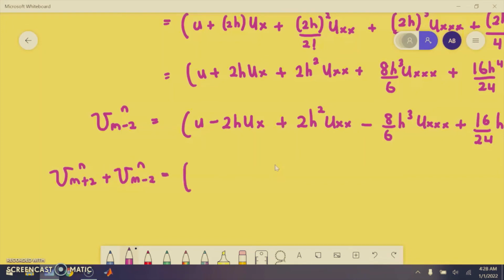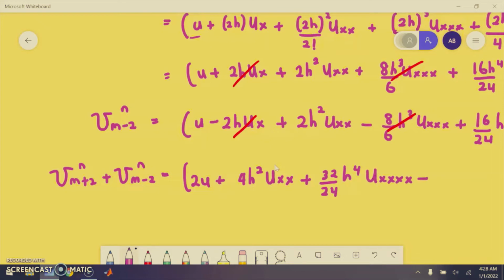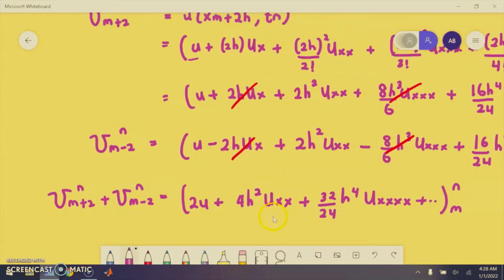Now adding these two terms, that gives me u plus u is 2u. These two terms cancel out, this term cancels out. That leaves you with 4h squared u_xx plus 32 over 24 h to the power of 4 u_xxxx. Okay, so this is what we got, the Taylor series expansion.